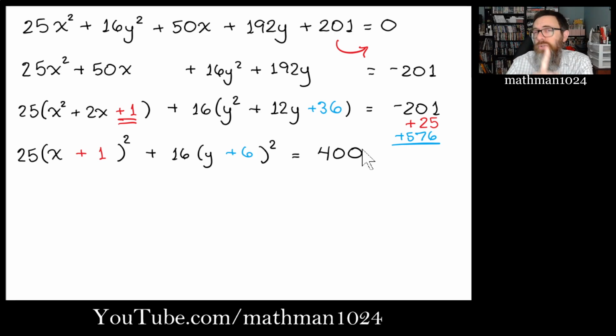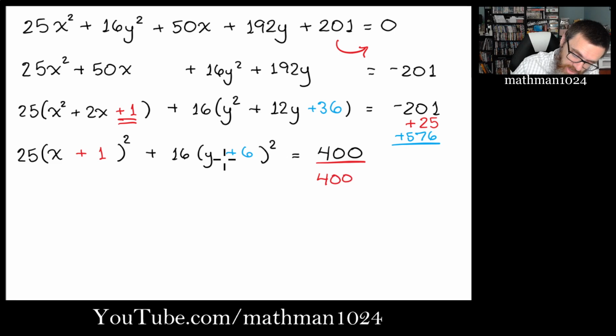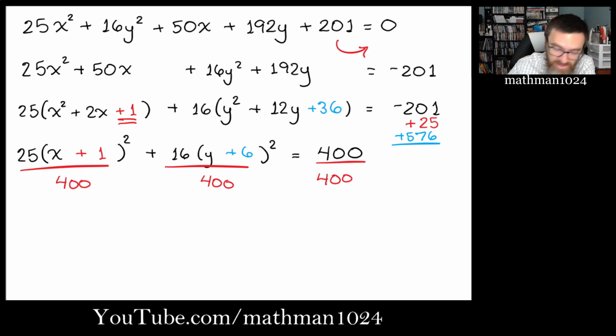All right, so we're getting closer to being in the form of an ellipse. So what we need to do is we need to make sure that we have just a 1 on the right side of the equation. So I'm going to divide everything here by 400. Divide this joker by 400 and this guy as well. And then I simplify each of these.